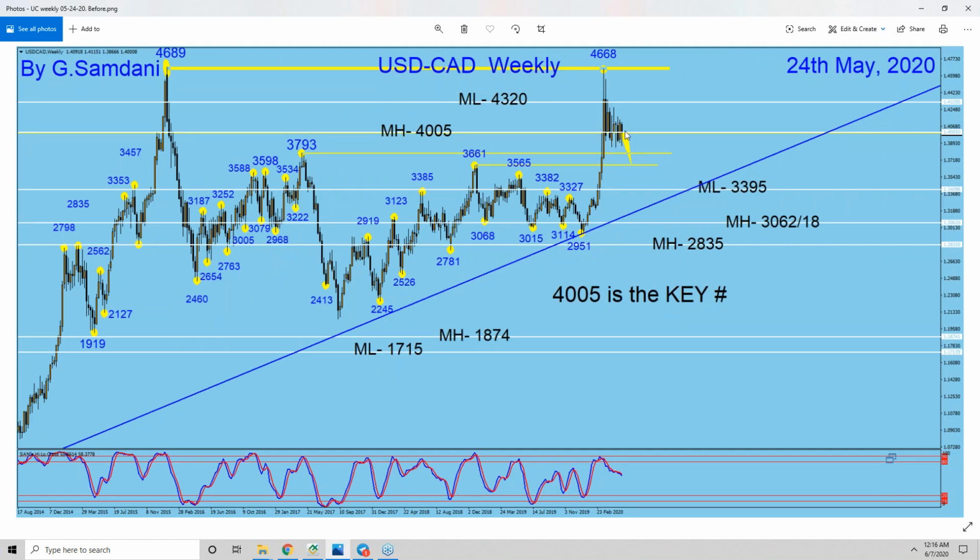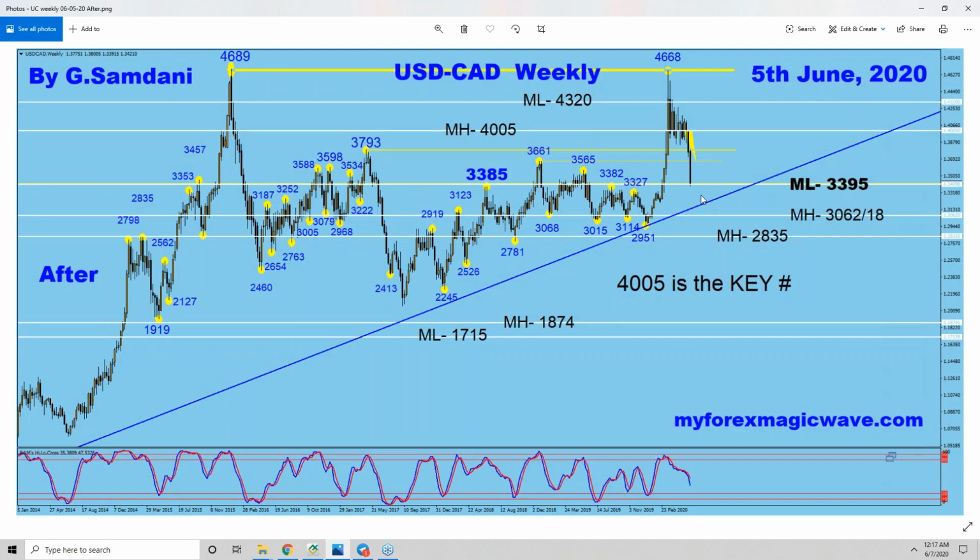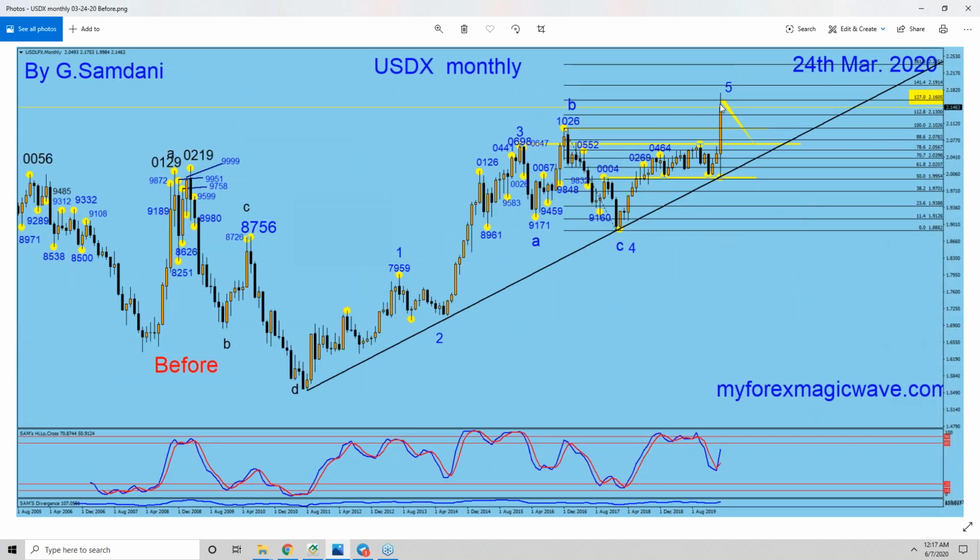Similarly, USD CAD, I said we're going to drop from here to here, and it came all the way down here. Let's see, like here. So you saw the USD CAD trade I had for 140 pips because of that chart. All USD pairs I traded because of this chart.